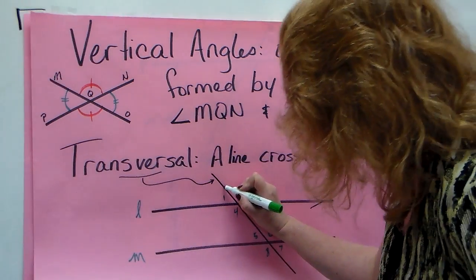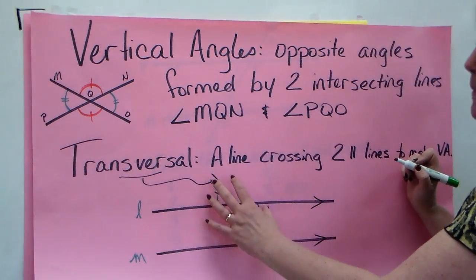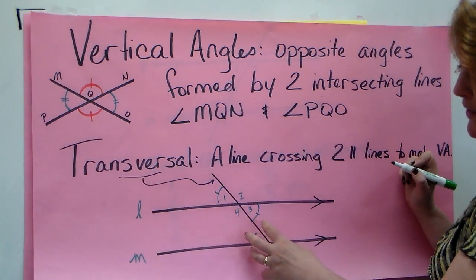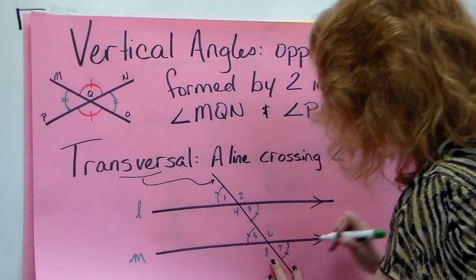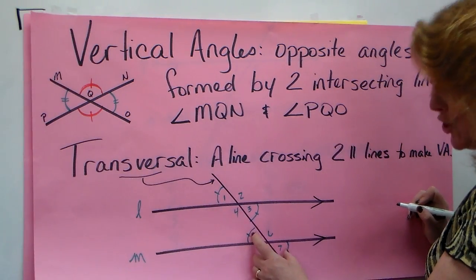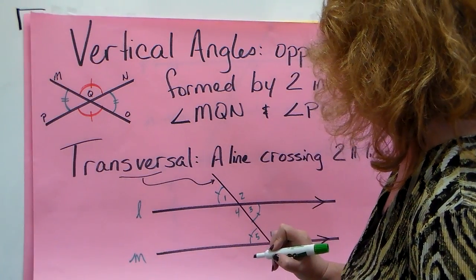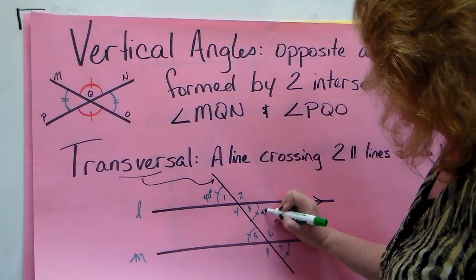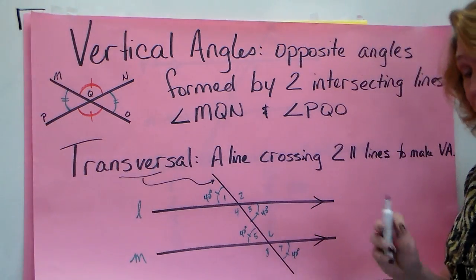Now, we know that angle 1 and angle 3 are the same. But the cool thing about a transversal is that we also know that that same angle measurement is here and here. Angle 5 and angle 7 are equal, and they're equal to angle 1 and angle 3. So if I tell you that angle 1 is, how big does it look? Let's say 40 degrees. Well, angle 3 is 40 degrees, and angle 5 is 40 degrees, and angle 7 is 40 degrees, which is very cool.